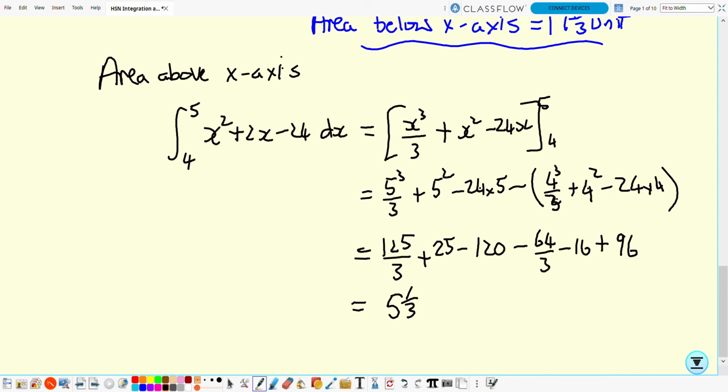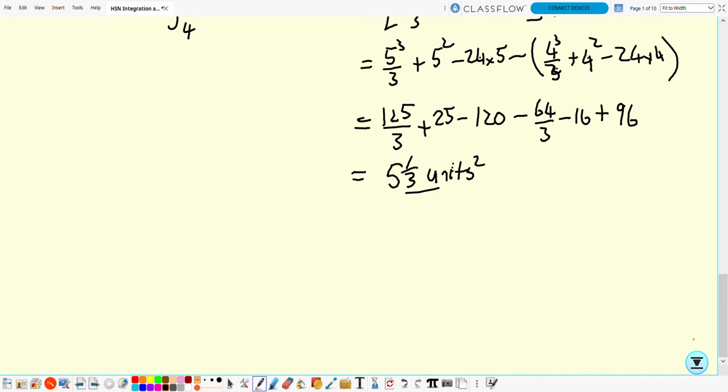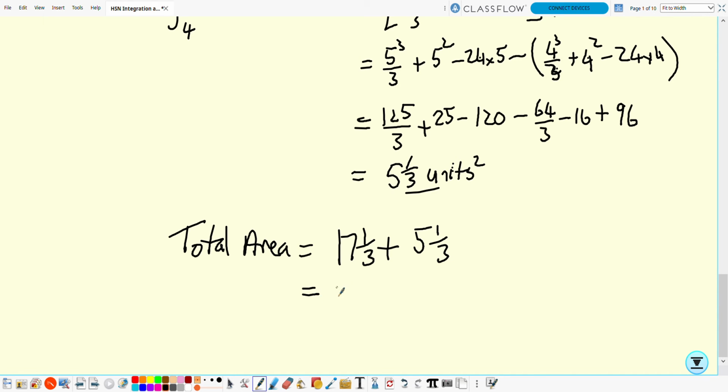And because this is above the axis, we can write in that that is units squared, because we know that is the area. So we don't have to put a separate statement at that point. Your total area will be these two values added together. Your 17 1/3 that we found before plus the 5 1/3. So we would end up with 22 2/3 units squared.